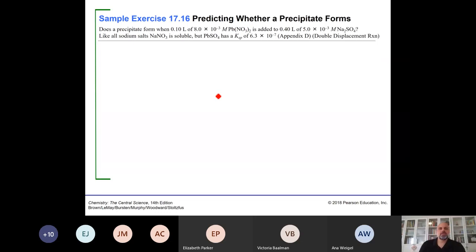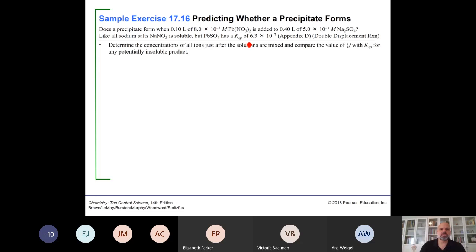So does a precipitate form when 0.10 liters of 8.0 times 10 to the minus 3 molar lead nitrate is added to 0.40 liters of a 5.0 times 10 to the minus 3 molar sodium sulfate solution? Like all sodium salts, sodium nitrate is soluble, but lead sulfate has a KSP of 6.3 times 10 to the minus 7. And this is, again, a double displacement reaction.